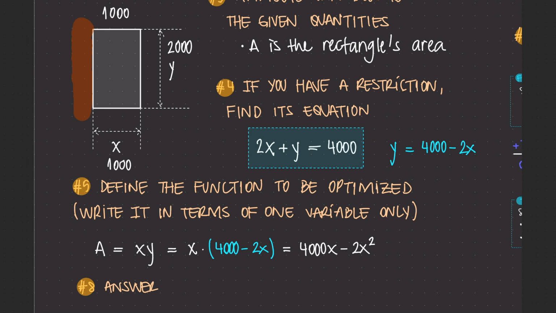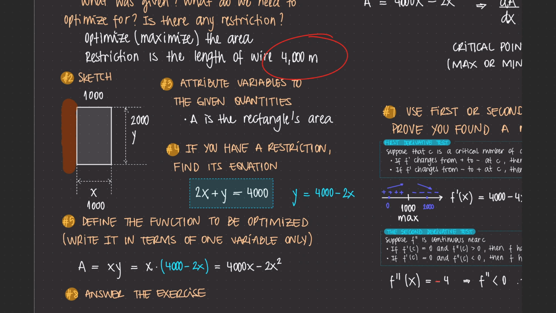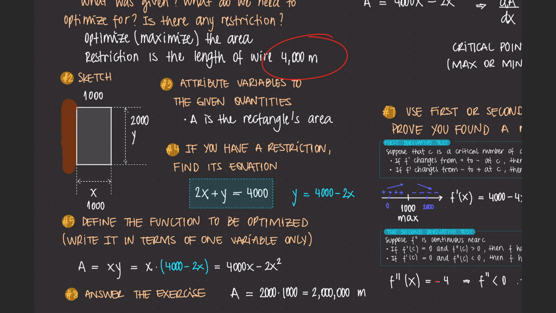And you thought this was the last part of this workflow, but it is not. The last one is number 8, which is to answer the exercise. What do I mean by answer the exercise? Well, in this case, we're asked to find the largest rectangular area. We found x and y, but we didn't find the area. Given that the area of a rectangle is base times height, the answer is 2000 times 1000. Let me write this down, which is 2 million square meters. And there we go. This is the answer for the exercise. With this recipe, with these 8 steps, you should be fine in answering any type of optimization question.